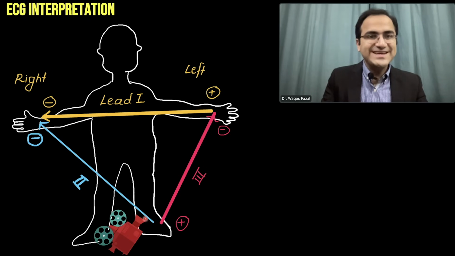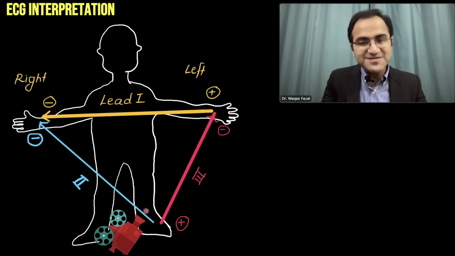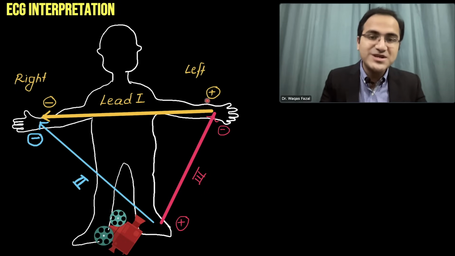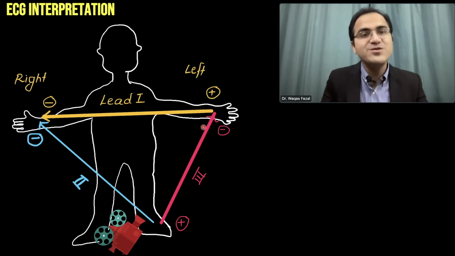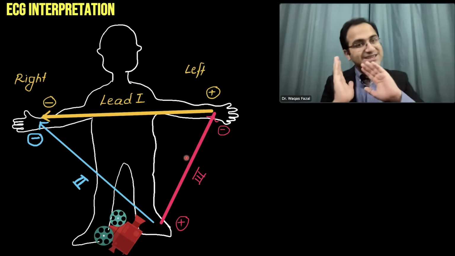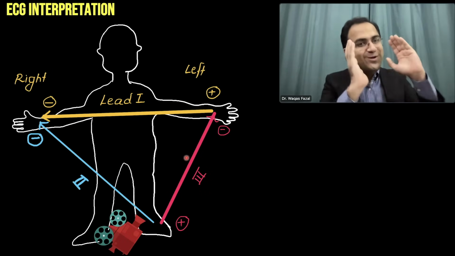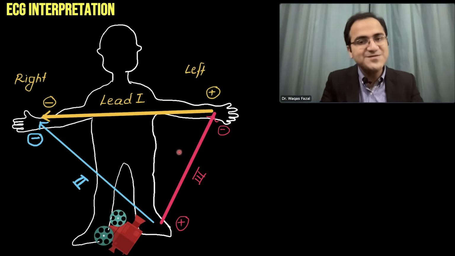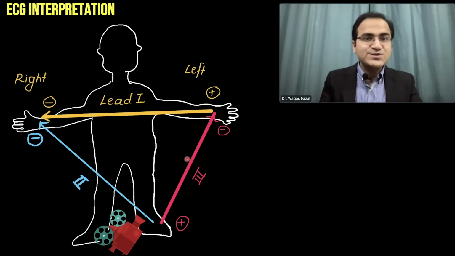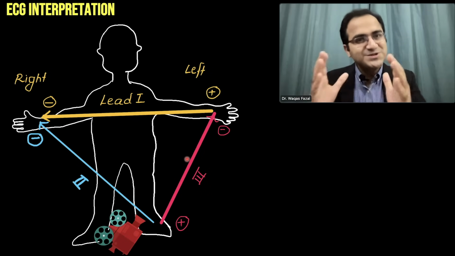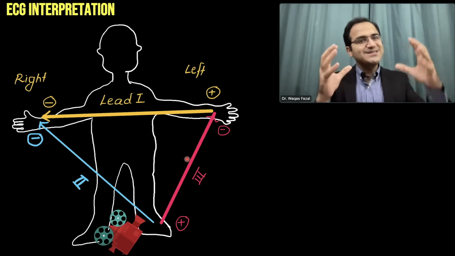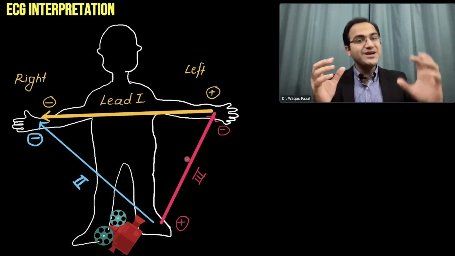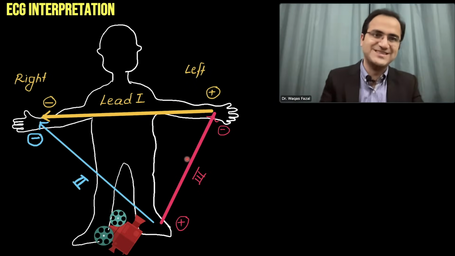Coming to lead 3, in lead 3 we place the positive electrode on the left foot of the patient and the negative electrode is placed on the left arm of the patient. So we are capturing another angle to look at the heart from positive to negative. The positive electrode acts as a camera. So this is how lead 1, 2, 3 are placed, and these are placed at different locations and they are looking at the heart from different angles.